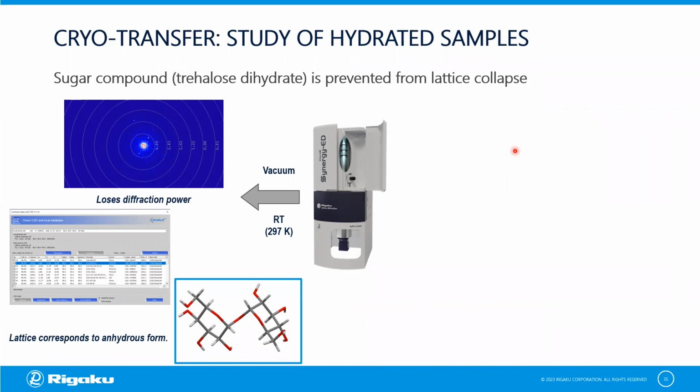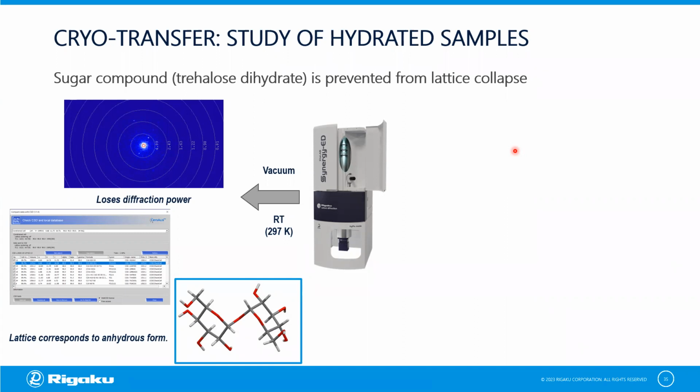So one of the first ever measured samples with our Synergy-ED was trehalose anhydrous, yes. And there we could get the structure, and now with the cryotransfer, we were interested in the hydrated sugar compound of trehalose. And this is what we did.